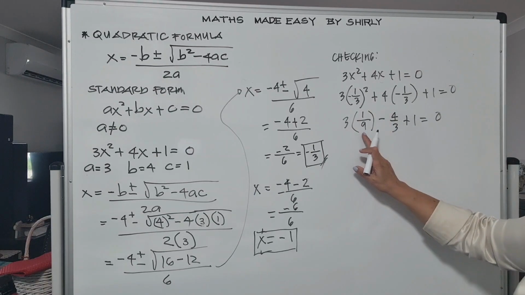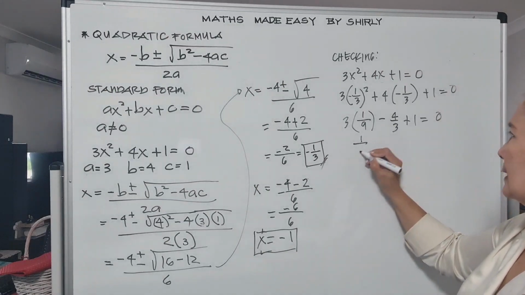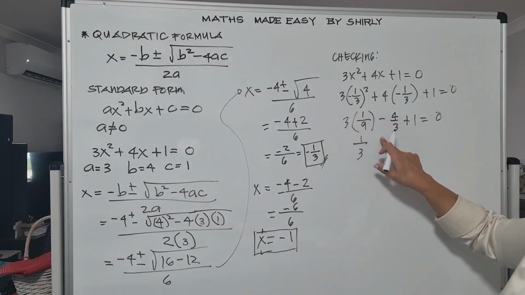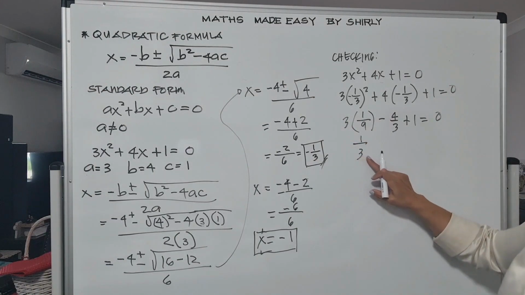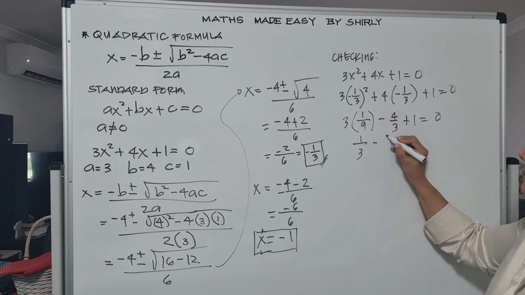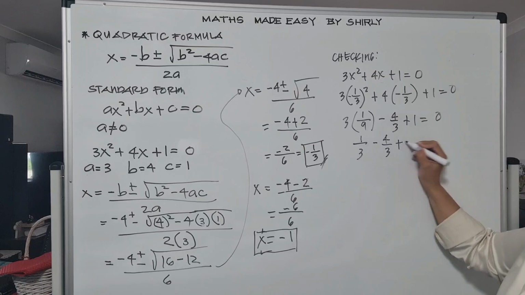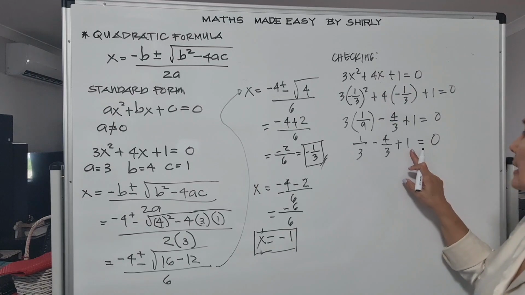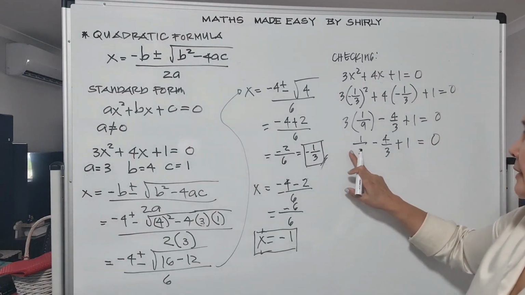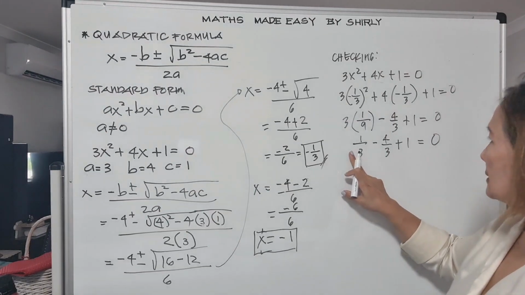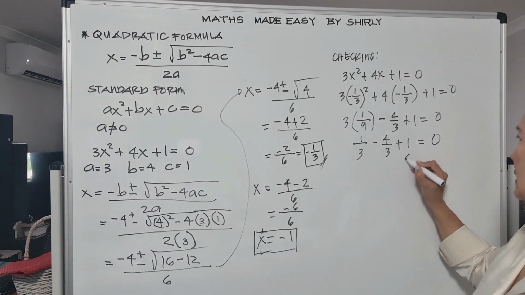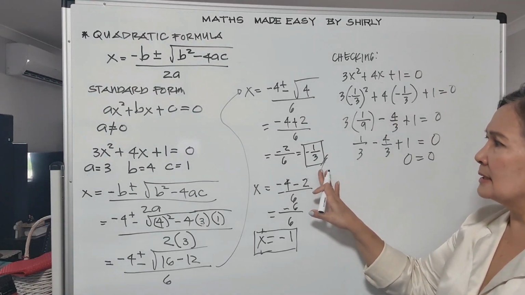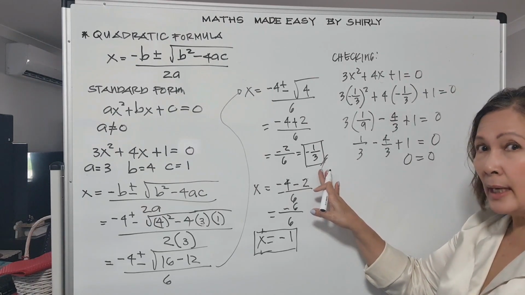3 times 1 over 9 can be simplified as 1/3, since 3 and 9 have a common factor of 3. 3 divided by 3 is 1. 9 divided by 3 is 3. Let's continue, and that is 1/3 minus 4/3 plus 1 equals 0. 1 here can be renamed as 3 over 3, plus 1/3, that is 4/3, minus 4/3, that is equal to 0. 0 is equal to 0. So the value of x, which is negative 1/3, is correct.